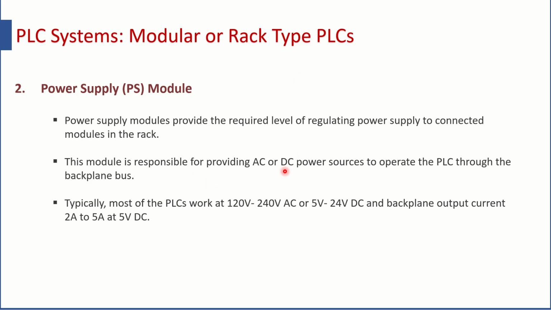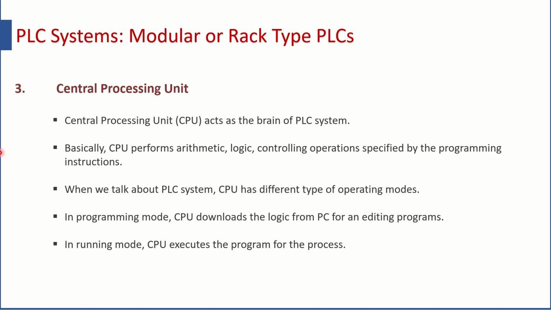Suppose you have a rack, you have got one power source, and then all the separate modules are connected to the rack. Then the power supply is given through separate wires through this backplane bus to all of the modules from the main power supply module. Next comes the central processing unit.